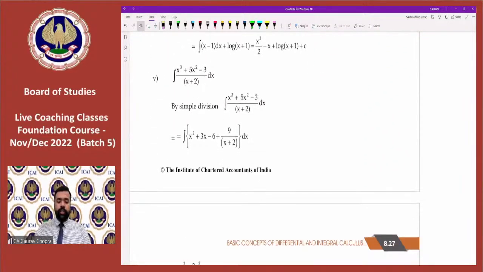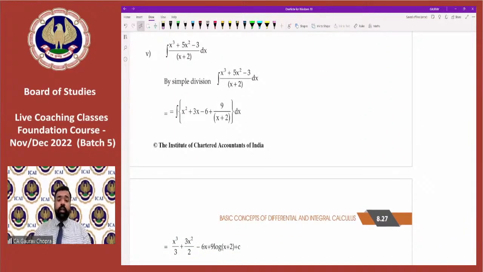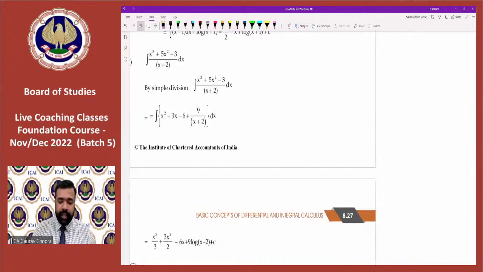Now, in the fifth portion, what do we have to do this time? We have x to the power of 3 plus 5x square minus 3 divided by x plus 2. The maximum power of the numerator is 3 and the maximum power of the denominator is 1. So can we divide them? Yes, of course we can divide them. So we have to go into flashback to class 9th and 10th, and recall how to divide algebra, right?